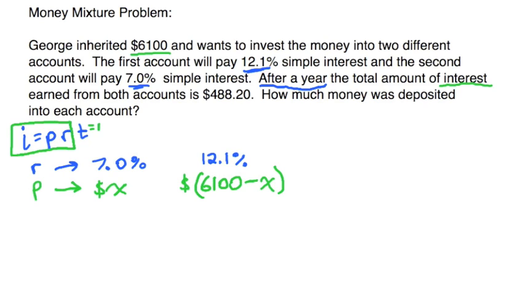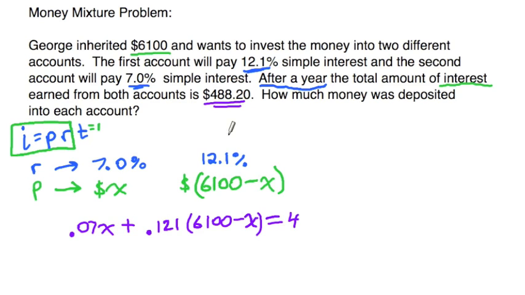All right. So for the first one, we're going to have the interest rate, 0.07, times x, plus the other interest rate, which will be 0.121. Remember, divide percentages by 100, get them the proper decimal value. And we're going to multiply that by 6,100 minus x. Now, this is the interest for the first account. This is the interest for the second account. If we add them together, it should give us our total amount of interest earned, which is, from up here, $488.20. So it gives us this nice linear equation that we need to solve.